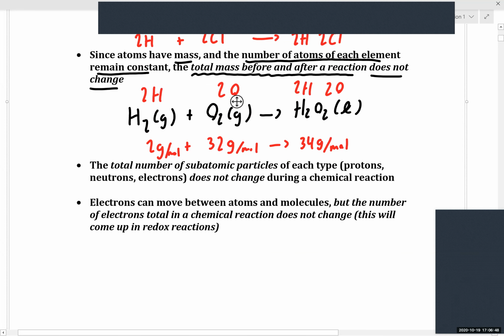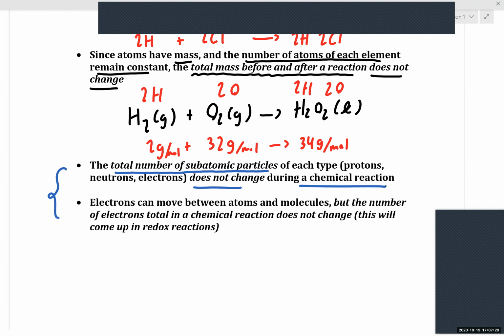So, one little side note, and this will come up later, but I want to bring it up in this idea of conservation of mass, conservation of matter. The same idea of conservation of atoms also applies to subatomic particles. So the total number of subatomic particles on the reactant and product side does not change during a chemical reaction. Further, and this is where this rule mainly comes up when we're talking about electrons, the number of electrons total in a chemical reaction does not change. This will come up in a later chapter when we talk about a class of reactions known as redox reactions.